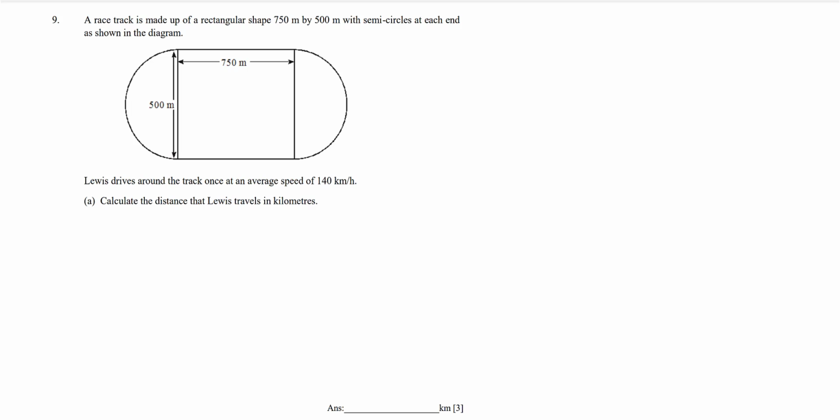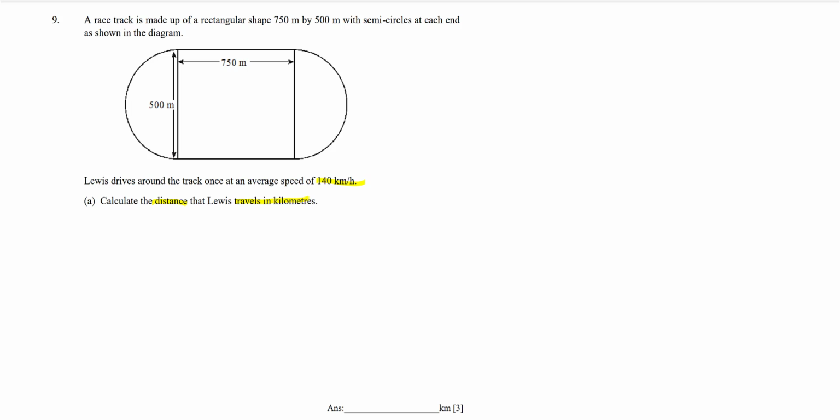Okay, so I've got this racetrack here in question 9 that's made up of a rectangular shape, 750 meters by 500 meters, with semicircles at each end, as shown in the diagram. So Lewis drives around the track once at an average speed of 140 kilometers an hour. So for part A, we need to calculate the distance that Lewis travels in kilometers.